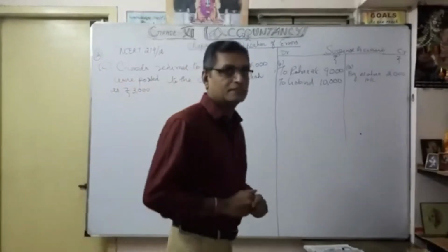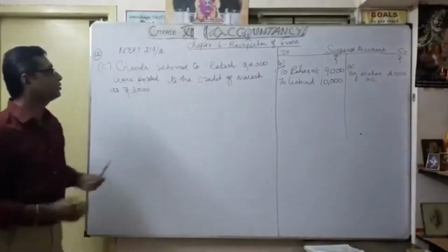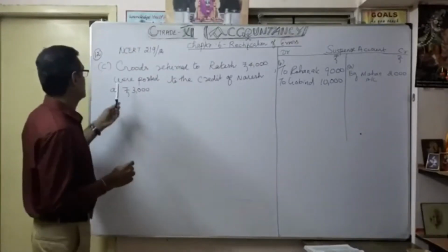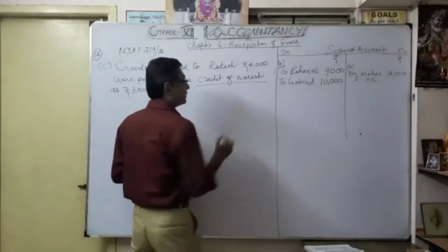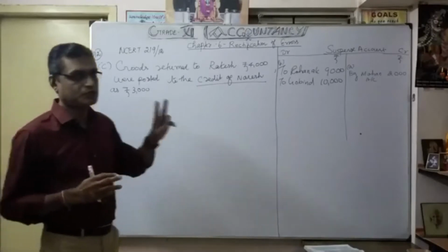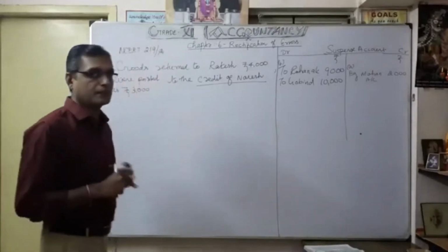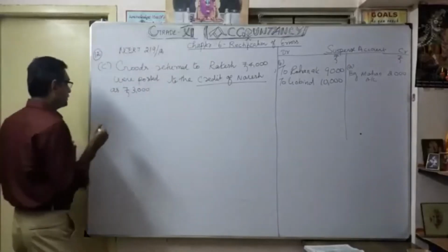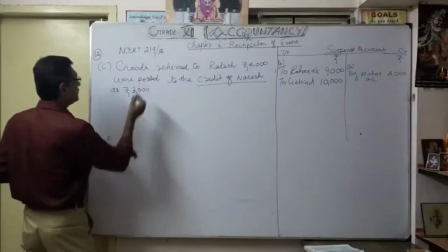So now see the third one. What is C? Just see. Goods returned to Rakesh 4,000 are posted to the credit of Naresh as 3,000. So two mistakes. The posting to the person is also wrong, the amount is also wrong, so it comes under error of commission. So first I write the correct entry here. What is the correct entry?